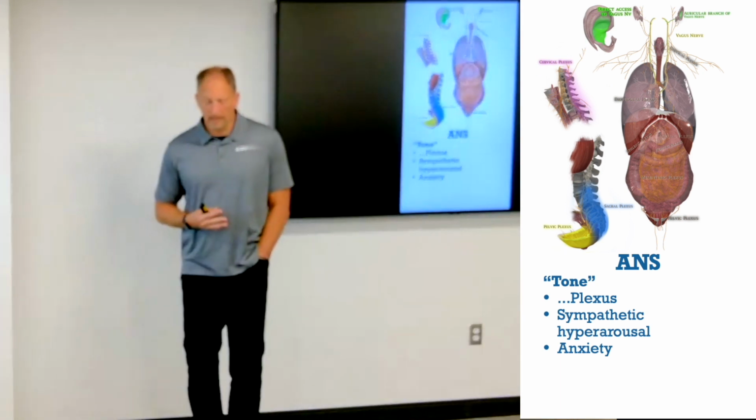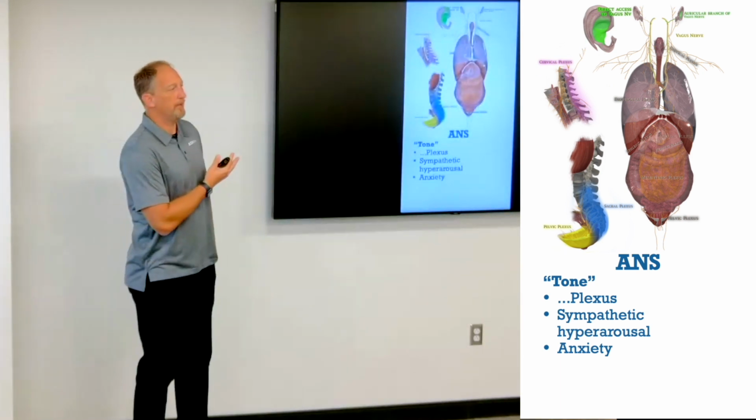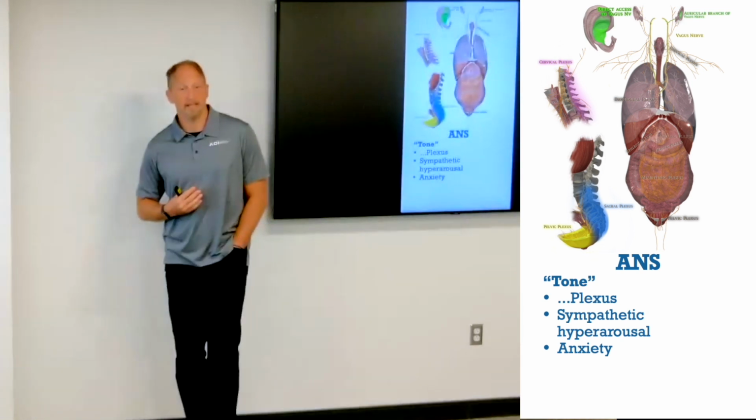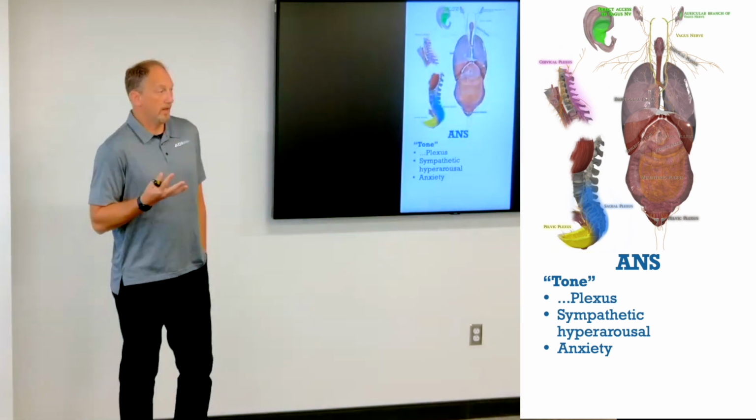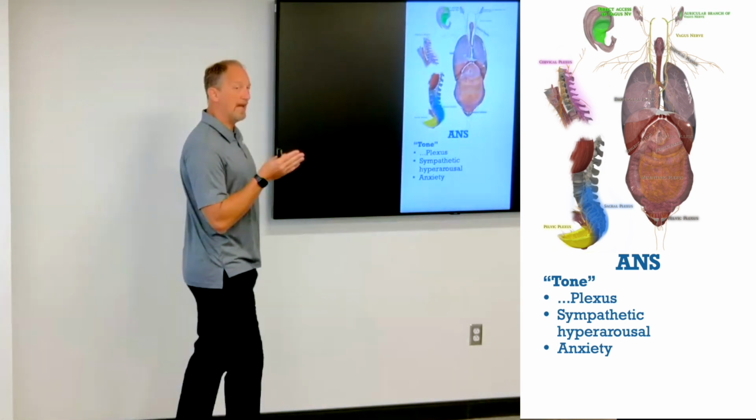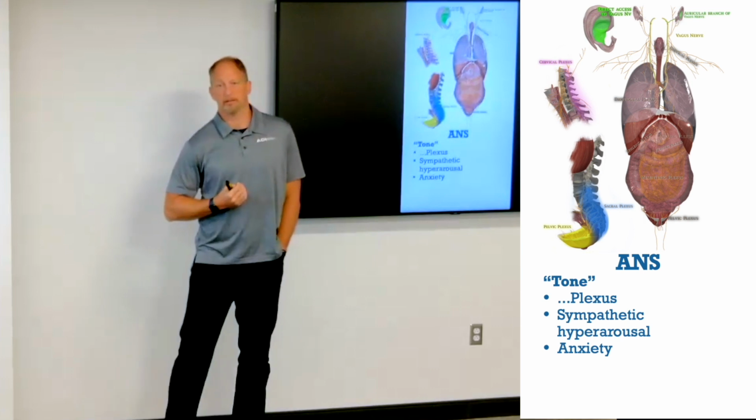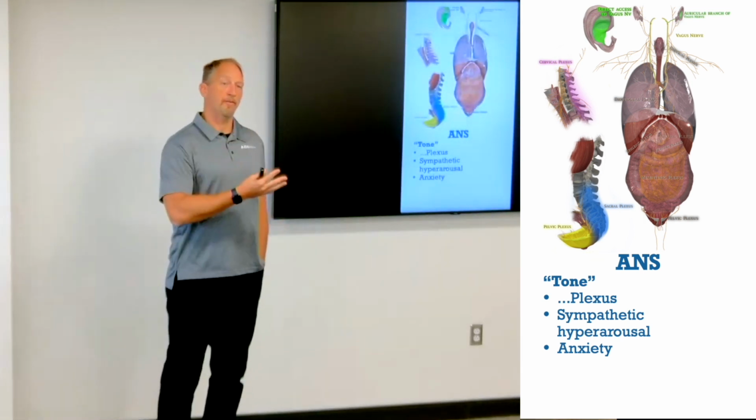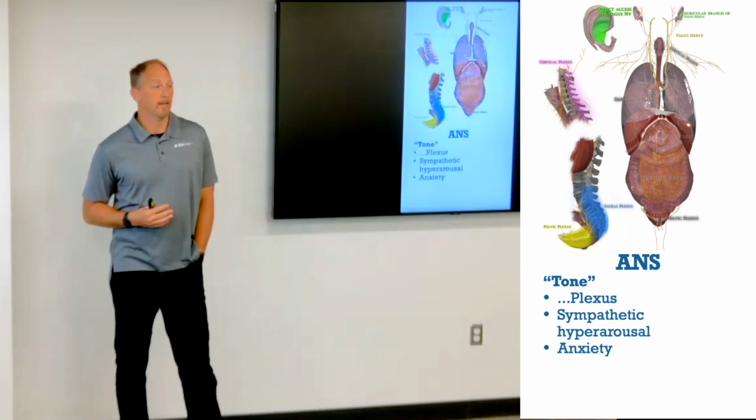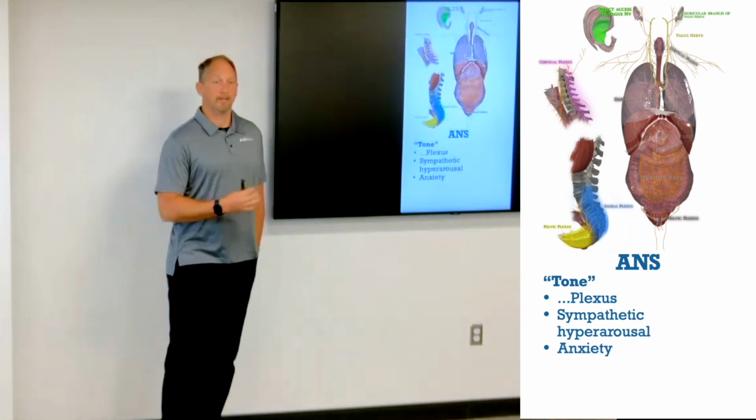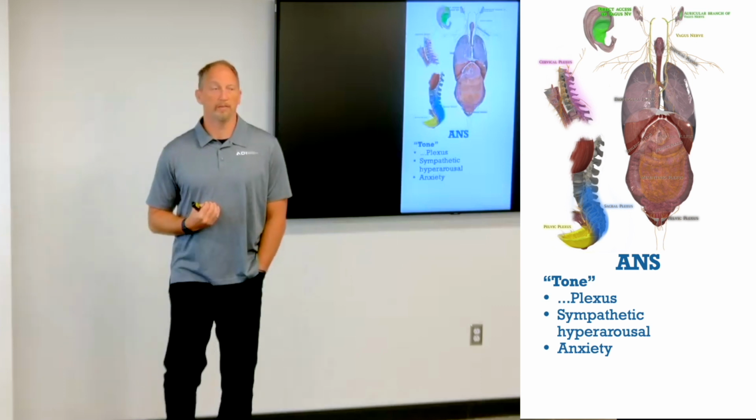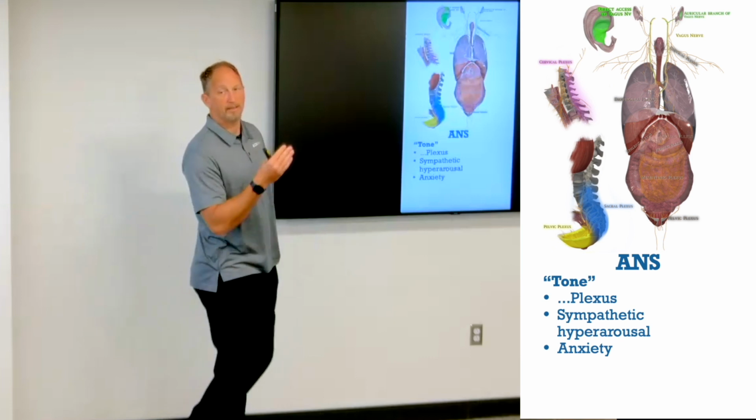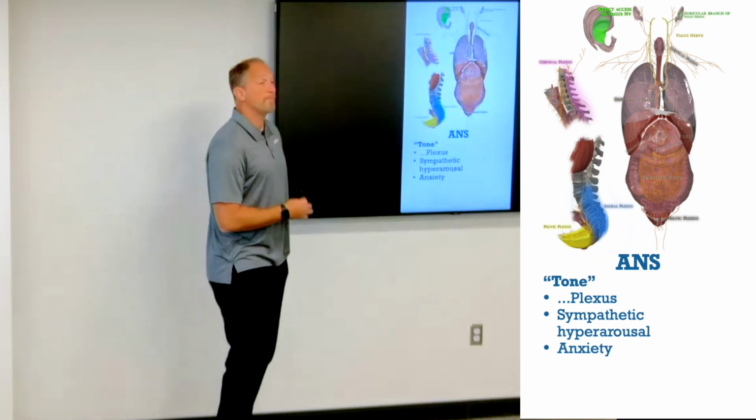This is also why, if we're dealing with sympathetic hyperarousal or high levels of anxiety, addressing the deep front line can actually pull that down just a little bit. That's one of the reasons why we talk about diaphragmatic breathing and what that does. Engaging that diaphragm is going to pull down the tone of that autonomic response. It's going to take us out of a fight or flight response into the rest or digest response.